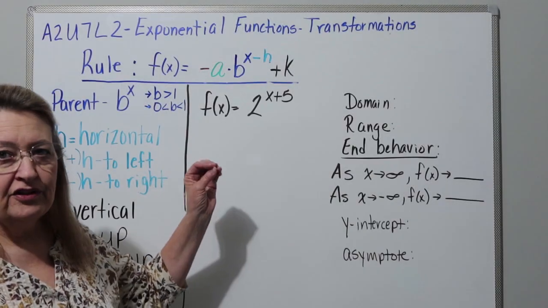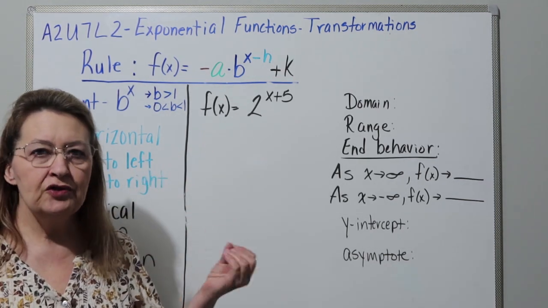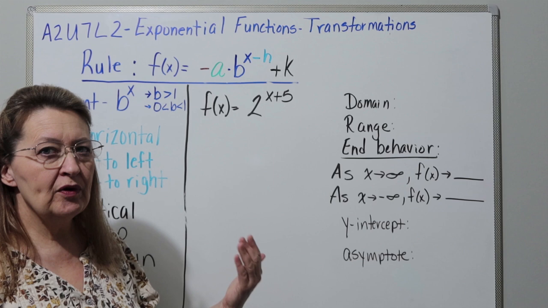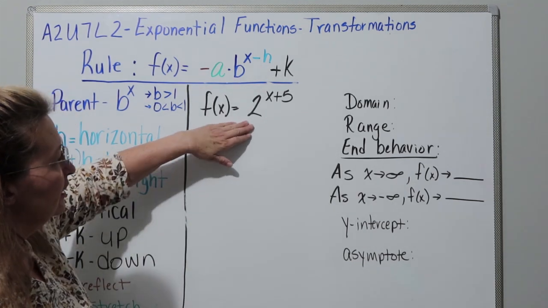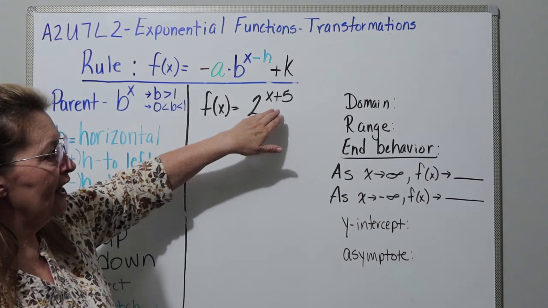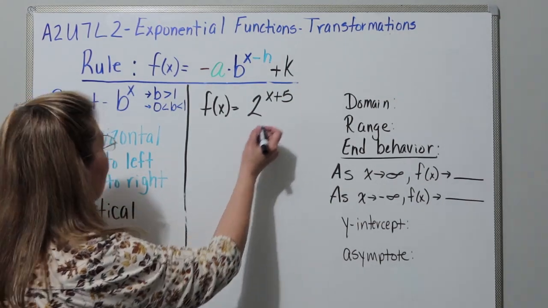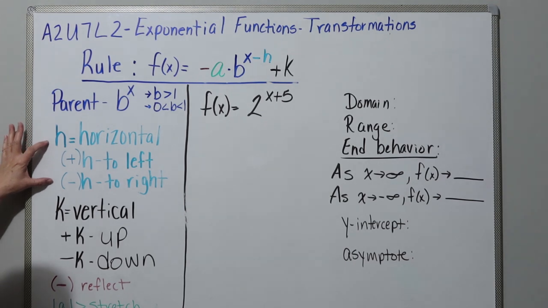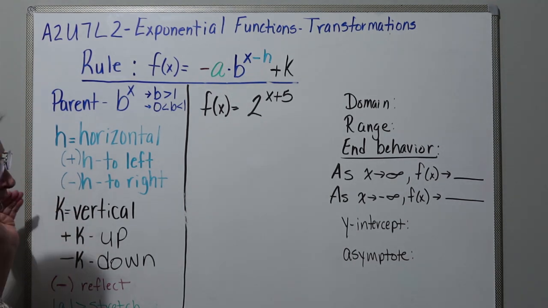So let's have a look at our first application problem. We're going to take one with a single transformation, and we're going to see just what effect that transformation has on the parent graph. So let's look at f of x is equal to 2 to the x plus 5 power. All right, my plus 5 here is a horizontal shift. And since it's plus, it's going to be to the left 5.